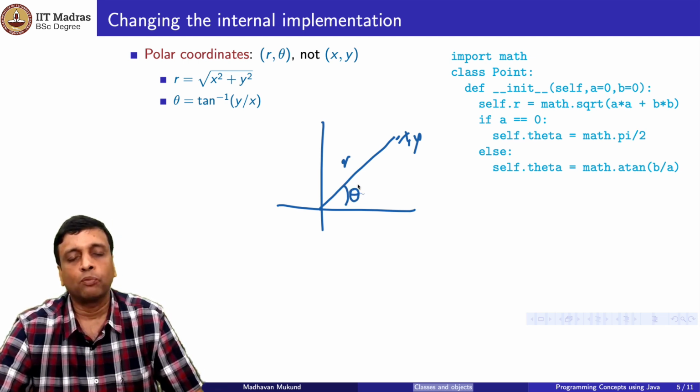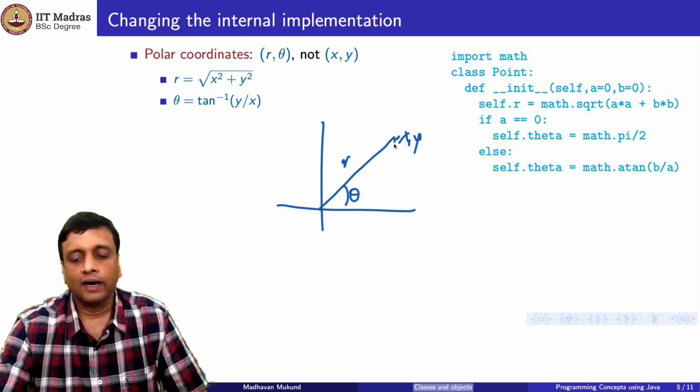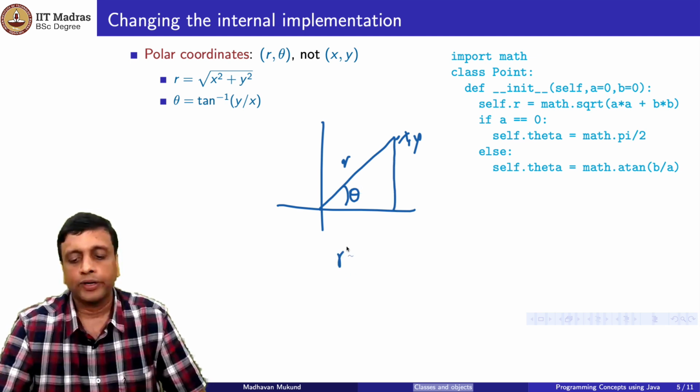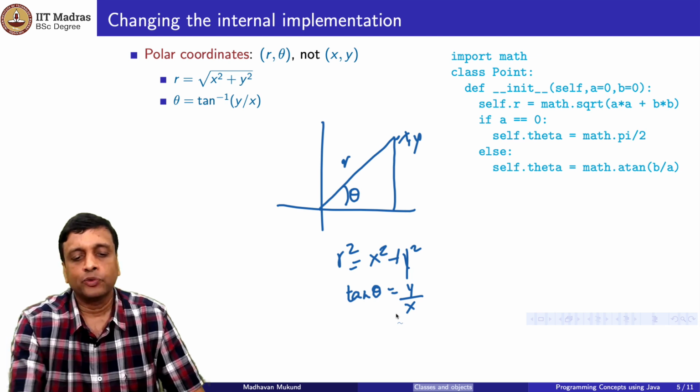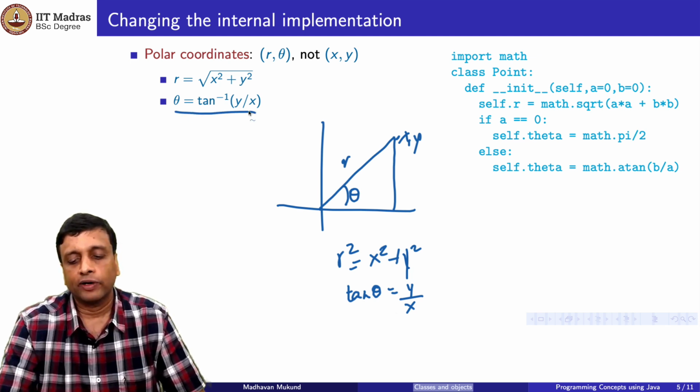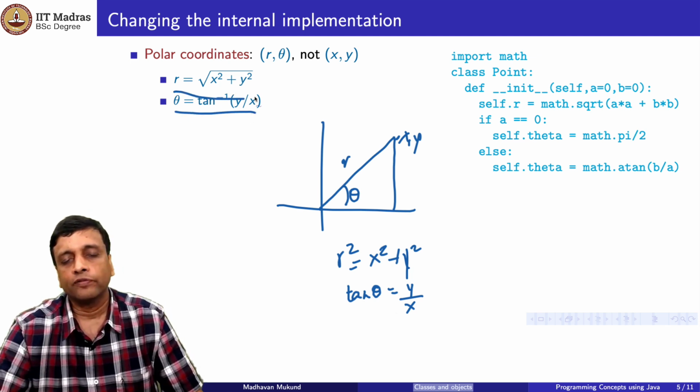So this is what is called the polar representation. And how do you get the polar representation from the so-called rectangular representation? Well, clearly r is the same as the distance, so r squared is equal to x squared plus y squared, right? And we know from trigonometry that tan theta is opposite over adjacent, y by x. So from this you can say that theta is the tan inverse of y by x and r is the square root of x squared plus y squared.